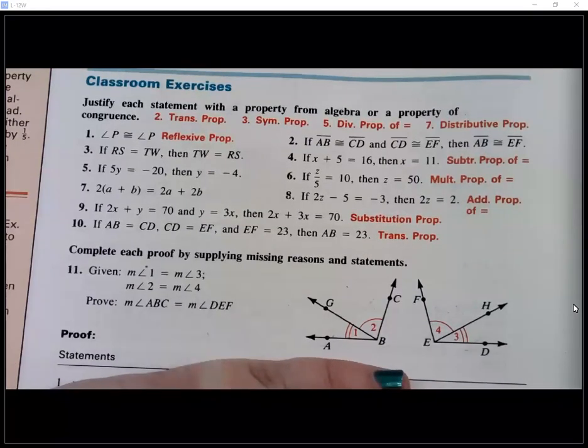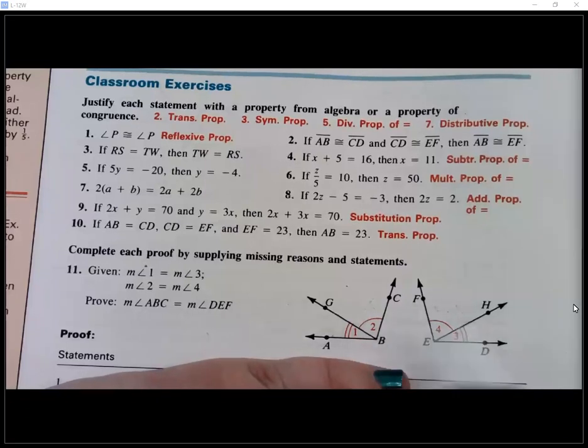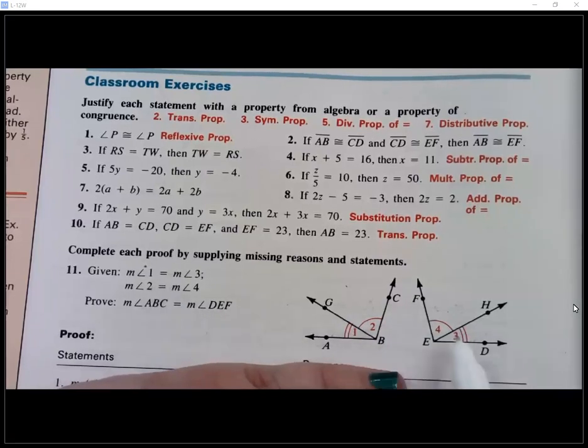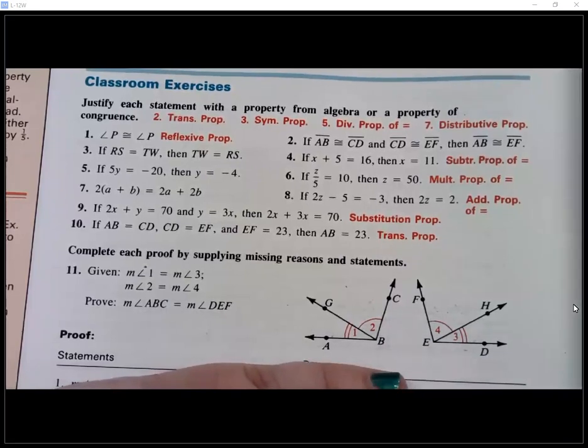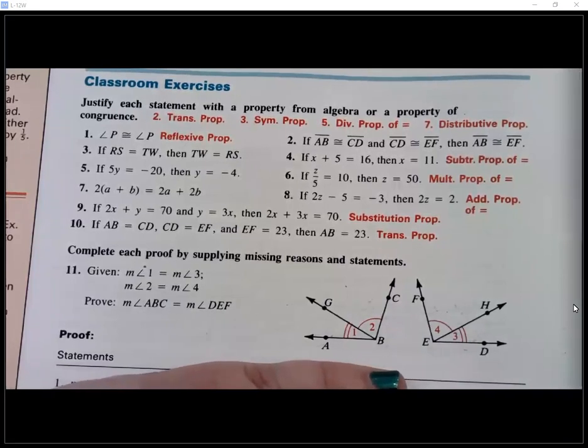So that's my ultimate goal. They did give me a diagram. You won't always get a diagram. They did also mark the given stuff in the diagram, right? See how they marked angle 1 and angle 3 equal to each other, and they also marked angle 2 and angle 4 equal to each other. They don't always mark the diagram for you. So I want you to understand that.